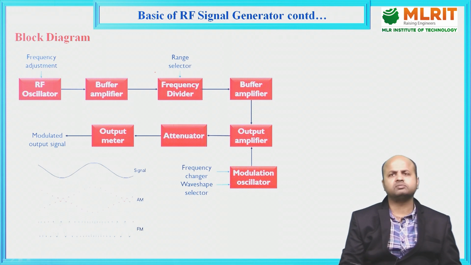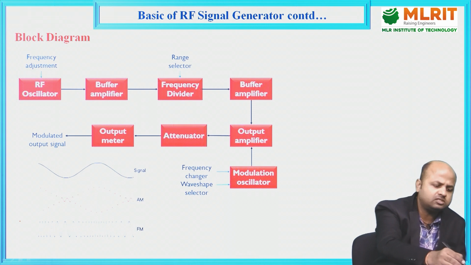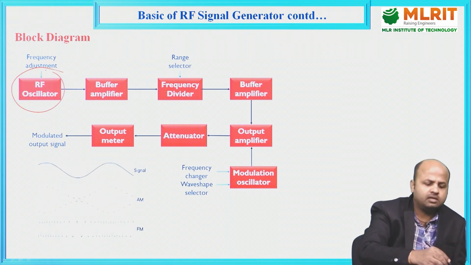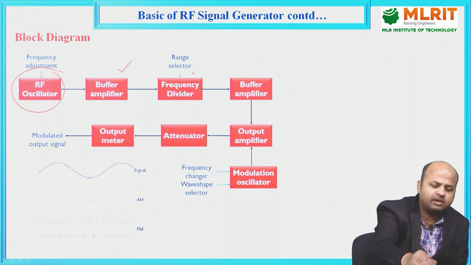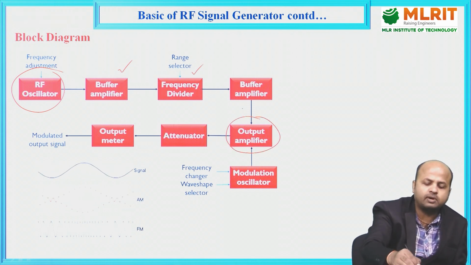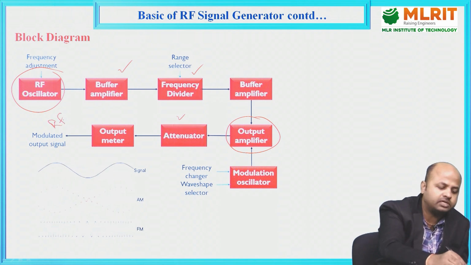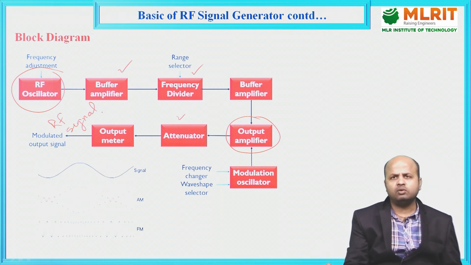The first thing that comes to our mind is how to generate the RF signal. In this slide we will see how to construct an RF signal generator. An RF signal generator consists of an RF oscillator followed by a buffer amplifier, then a frequency divider. The output of the frequency divider is given to the output amplifier via a buffer amplifier, then given to the attenuator circuit, and finally the RF signal is generated. In this way we see how to construct an RF signal generator.